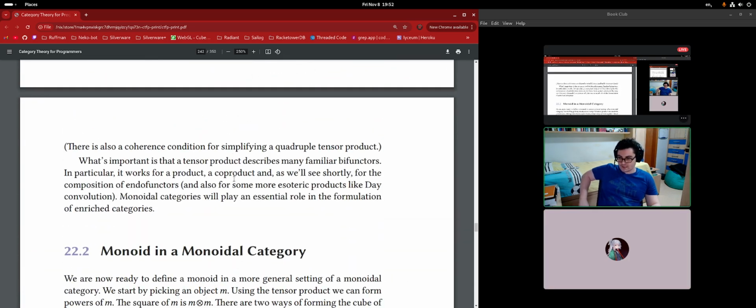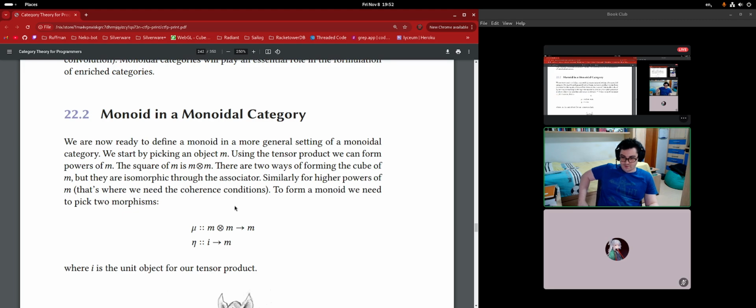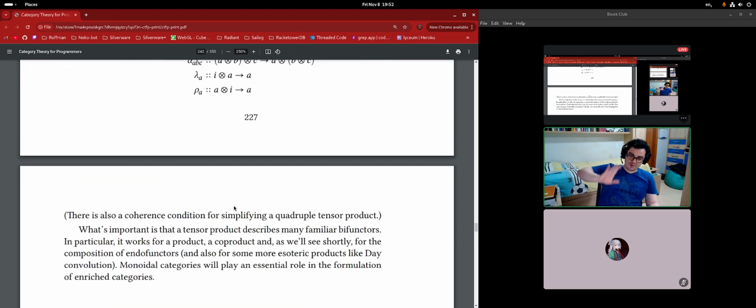There's also a coherence condition for simplifying a quadruple tensor product. I didn't understand this, but I don't know if it's worth talking about. That would be a product where each element itself is a product. I see. What's important is that a tensor product describes many familiar bifunctors. In particular, it works for a product, a coproduct, and as we'll see shortly, for the composition of endofunctors. Monoidal categories will play an essential role in the formulation of enriched categories.